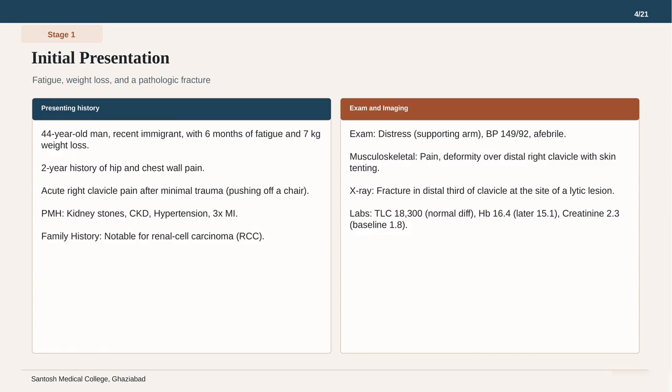Physical examination shows him in distress with visible deformity over the clavicle. Initial labs reveal a white cell count of 18,300 and an elevated creatinine of 2.3. These findings set the stage for a very concerning clinical picture. Let's look closer at the initial laboratory results to see what they reveal about his metabolic state.